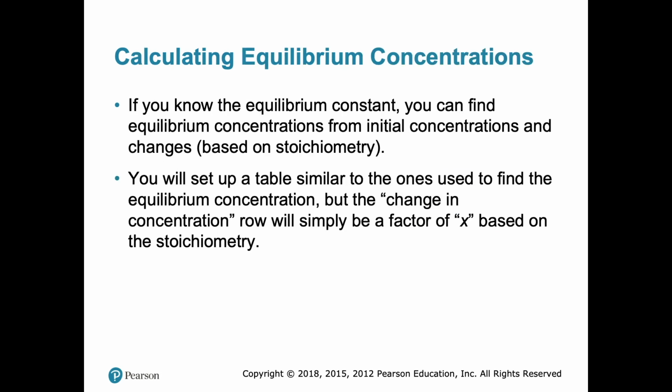So calculating your equilibrium concentrations, right? We'll go through an example of that in just a second. If you want to know the equilibrium concentrations, you can find them from the initials and the changes based on stoichiometry, which we saw in the previous example. You will set up another ICE table, but the change now will all have x's in it, where you have to solve for x. And I'll show you how to do that in a second.